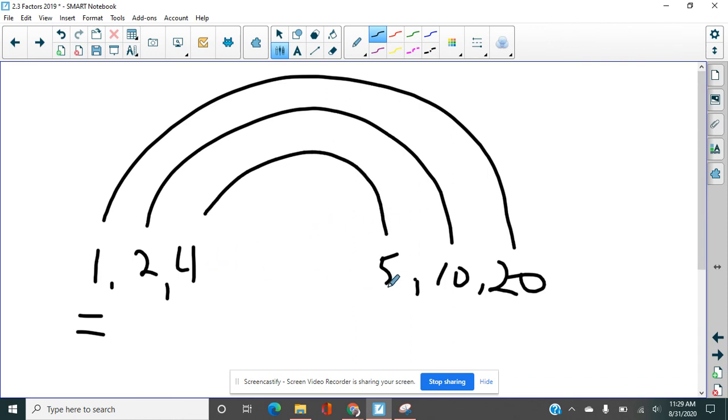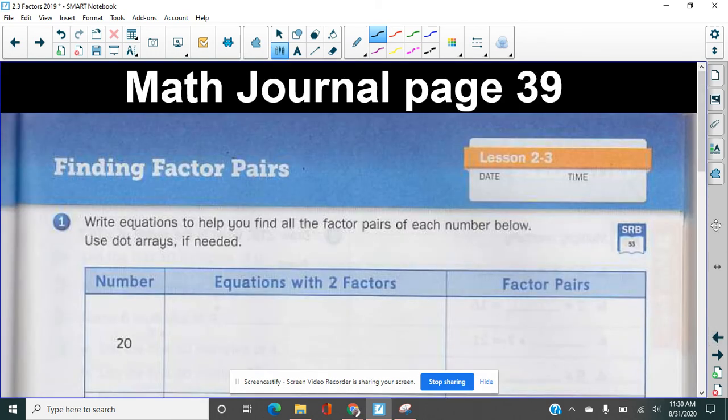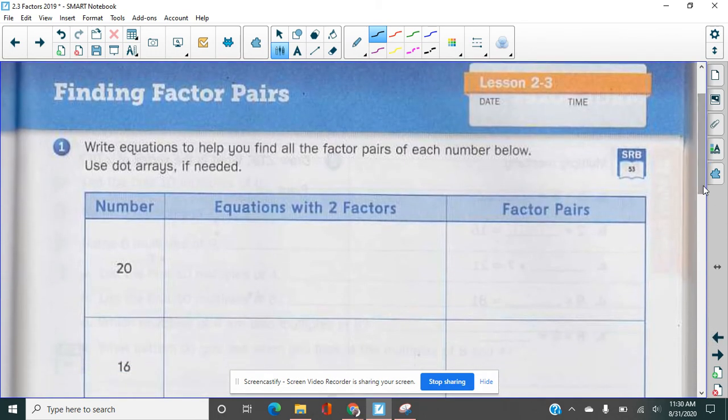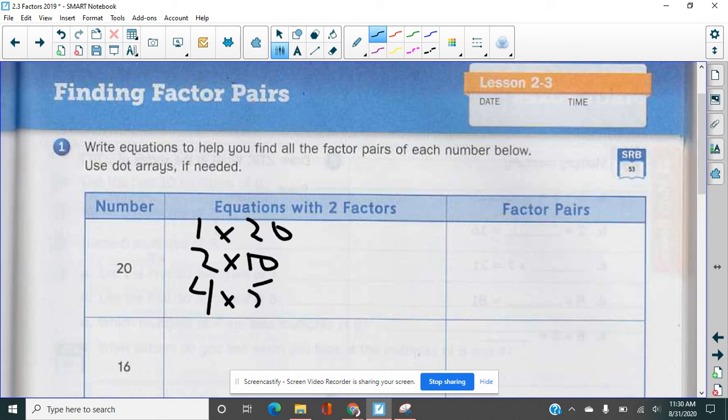5. But wait, 5 is already here. So we're done. The way you know you're done is when you get to a number that you have already written down. So here are our factors: 1 and 20, 2 and 10, and 4 and 5. So I take my math journal and I write that right here: 1 times 20, 2 times 10, 4 times 5. And so my factor pairs are 1 and 20, 2 and 10, 4 and 5.